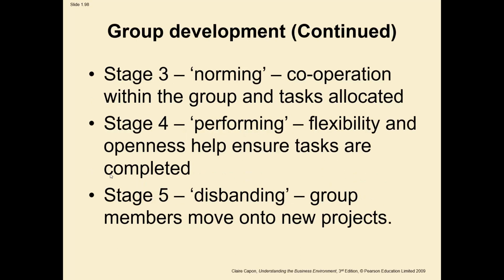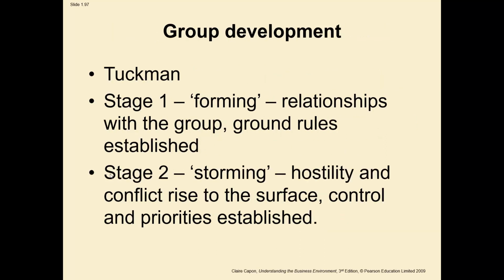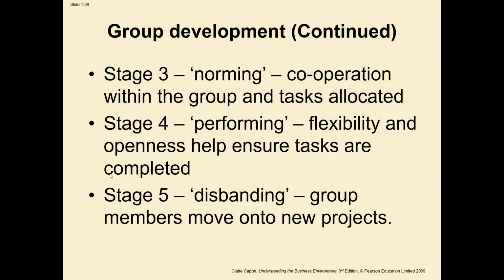The third stage is norming, where it starts to settle, there's cooperation in the group and tasks are allocated. An area where storming can occur is when the group has been set up by management, and the members are concerned or worried about the motivations of management. Why are they setting it up? Why is it done? What's the ulterior motive?